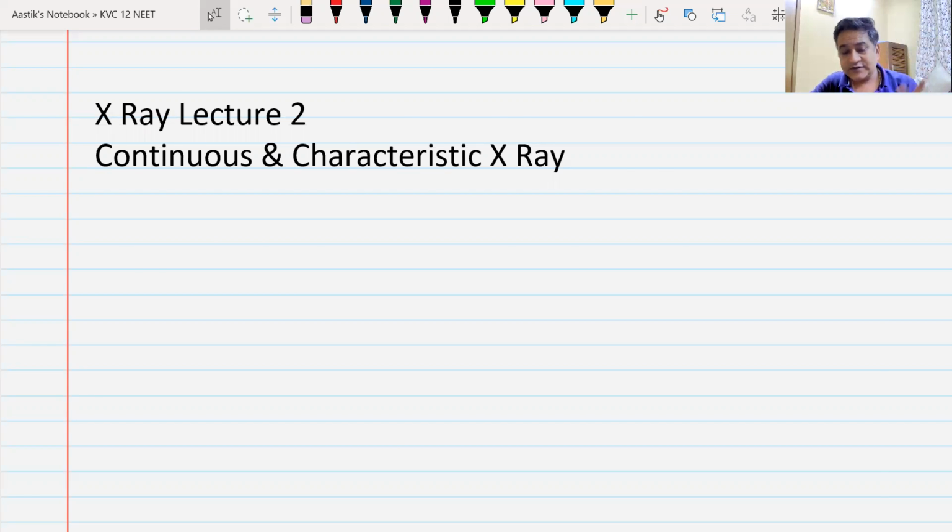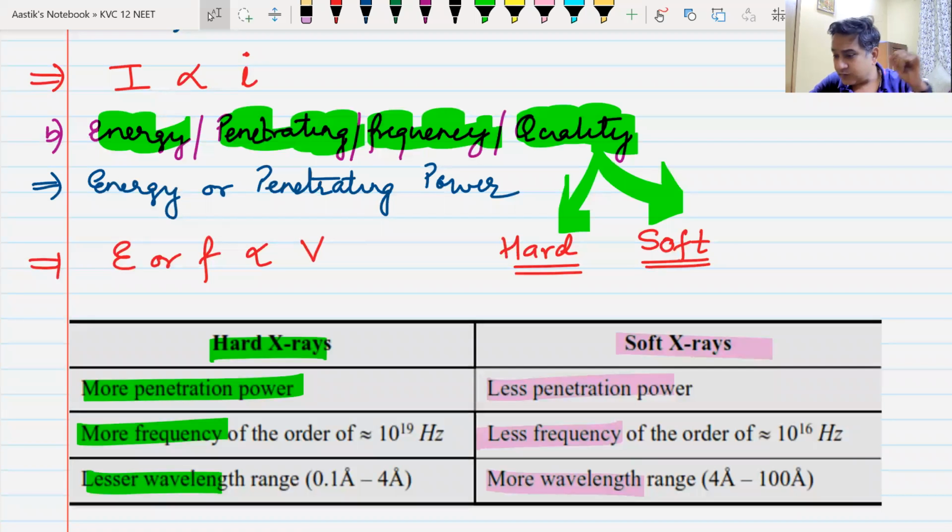Yes, sir. Depending on their frequency. If the frequency is more, we call it hard X-ray. If the frequency is less, we call it soft X-ray. Do we remember this? Yes, sir.